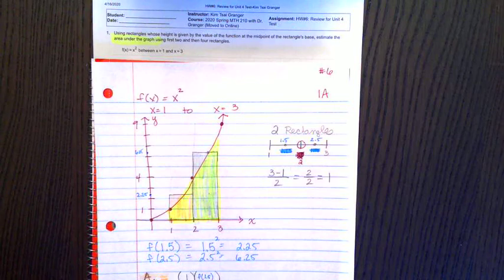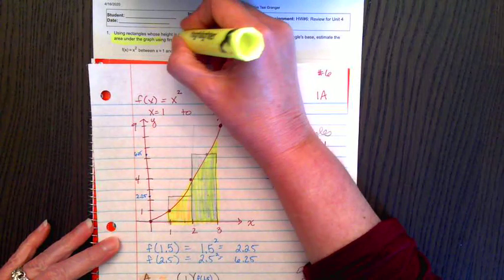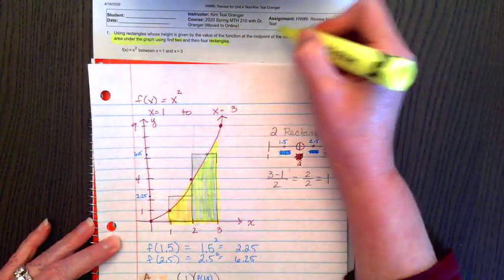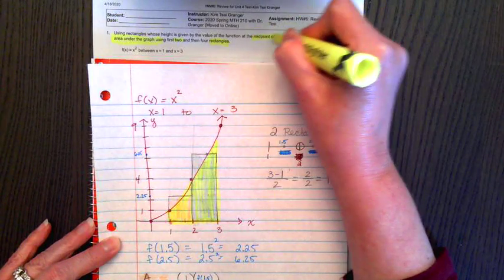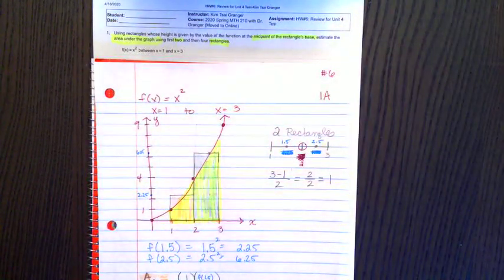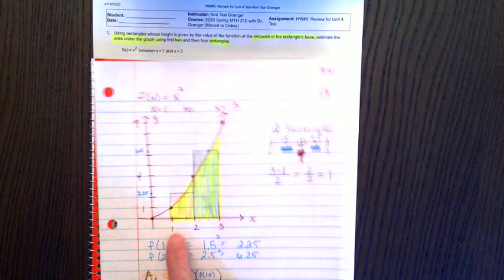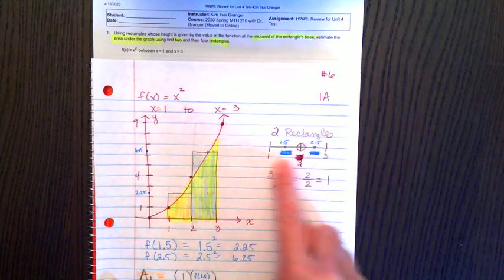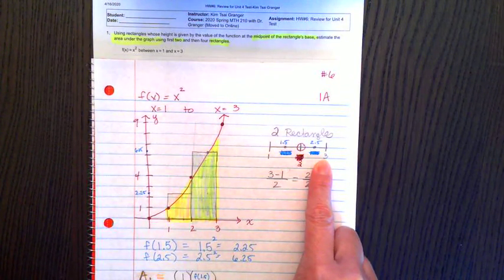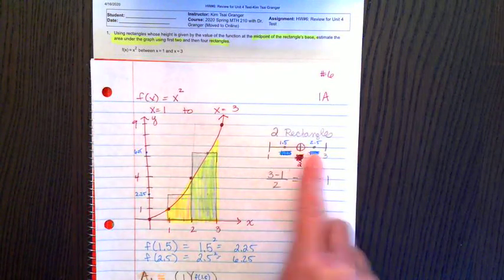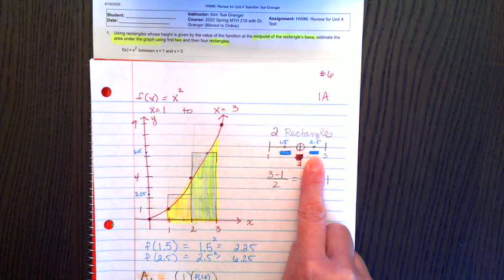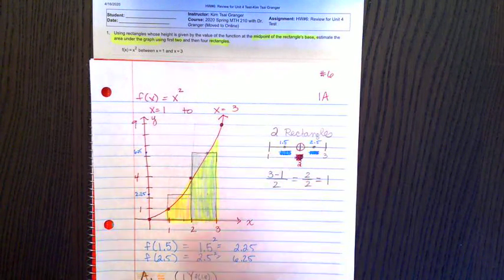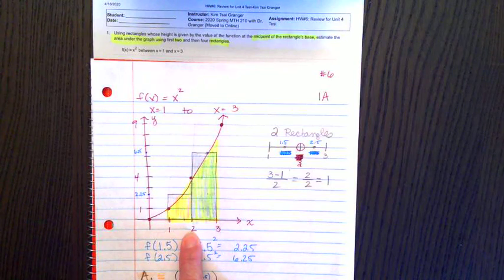As you look at these rectangles, the question said to use 2 rectangles, with the height at the midpoint of the base. The base is easy to draw, because if this length goes from 1 to 3 and we're dividing it into 2 pieces, then each piece is 1 unit long. 1 unit, 1 unit. So halfway is going to be this 2. So drawing 2 rectangles here is easy, and the width is 1 unit and 1 unit.